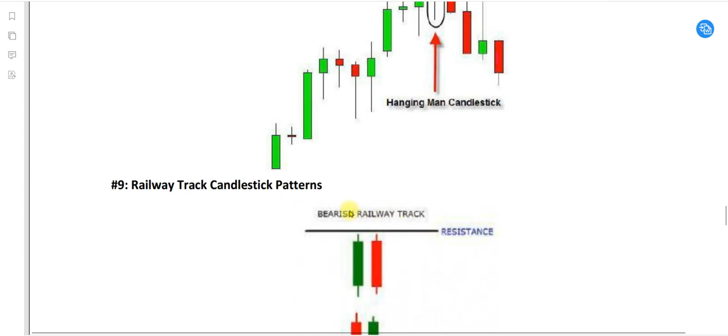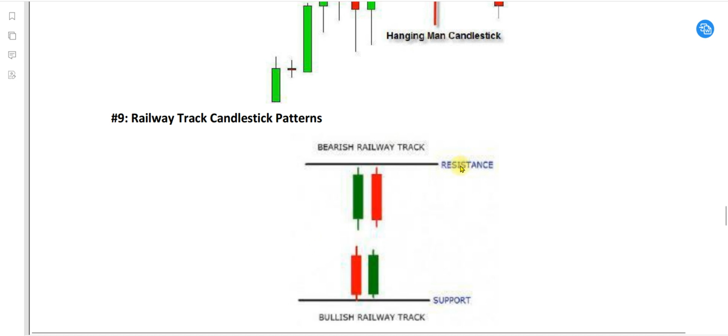Now, the next one is the railway track candlestick pattern. When we say railway track, it means the two candlesticks look very identical. They are equal, where you can see a bullish candlestick and a bearish candlestick. When you find this at the resistance, the first candlestick you'll see is going to be the bullish candlestick, while the next one is going to be bearish.